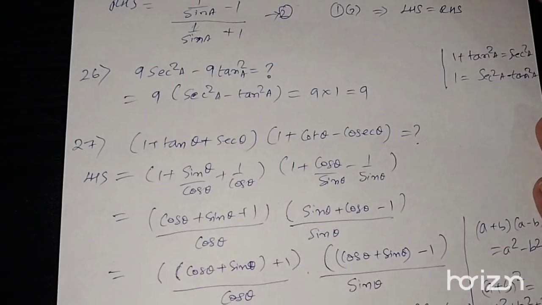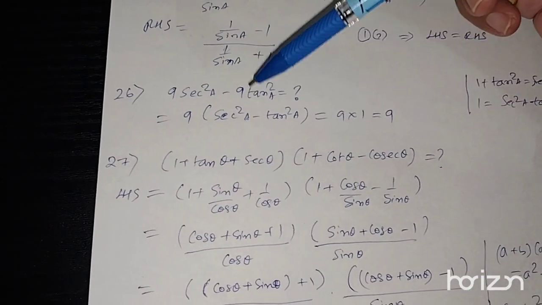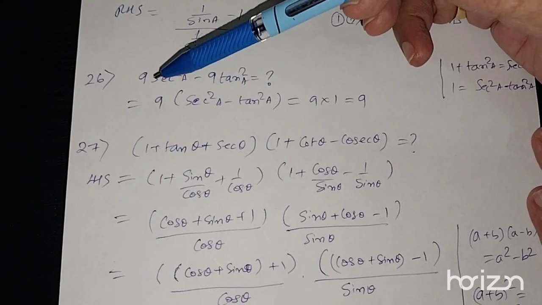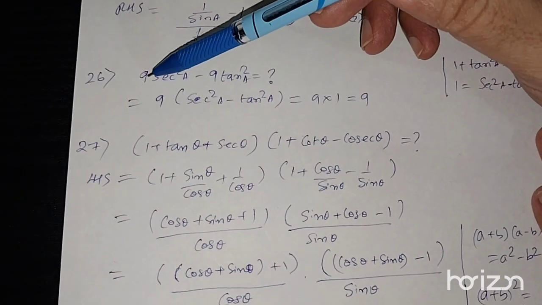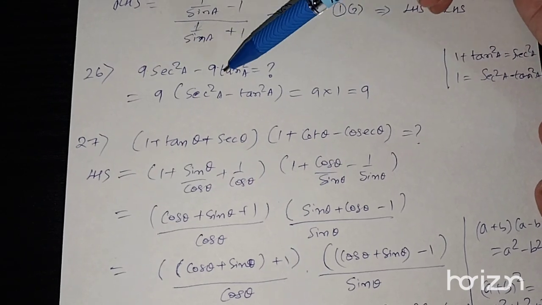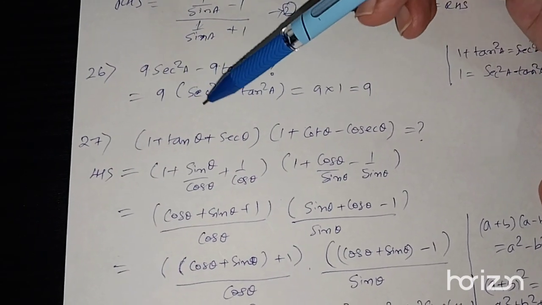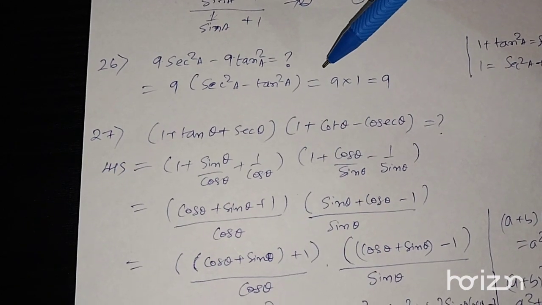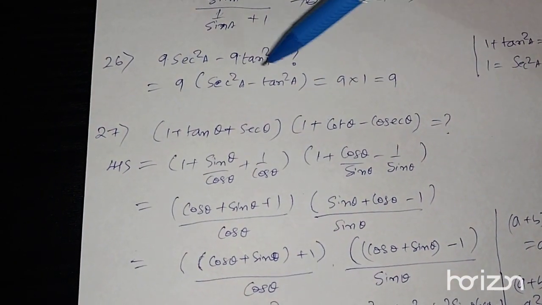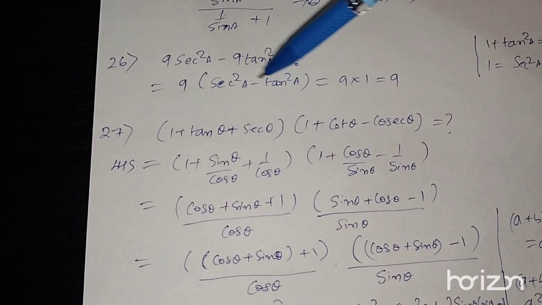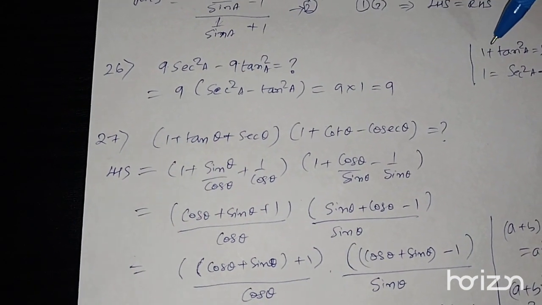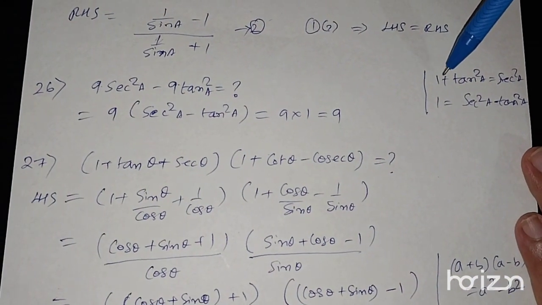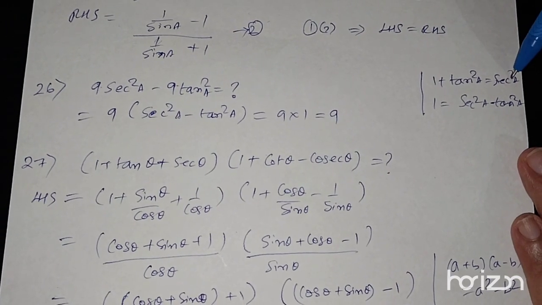They are saying that 9 secant squared A minus 9 tan squared A is equal to what? For that, since 9 is common in both of these terms, we will take it out. We will say 9 into (secant squared A minus tan squared A), right? And what do we know about these two? Remember, you have studied trigonometric identities, which you should remember. 1 plus tan squared A is equal to secant squared A, right?